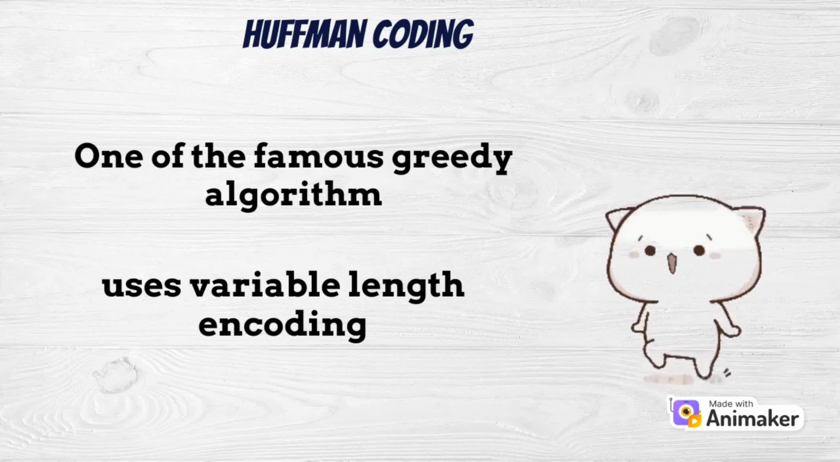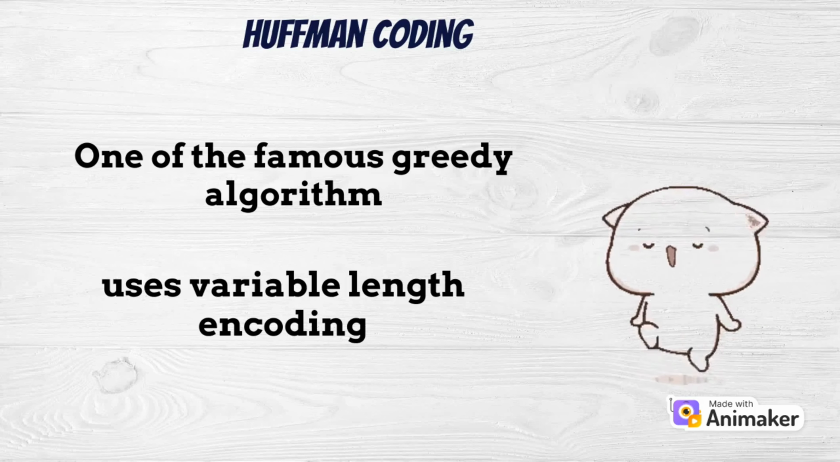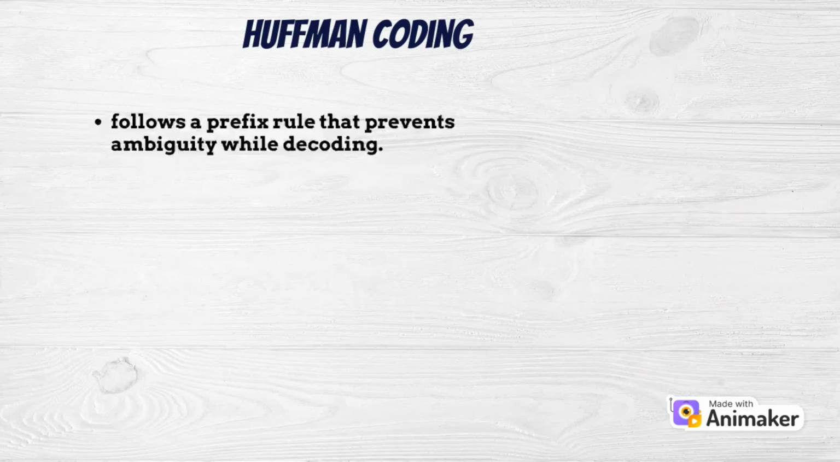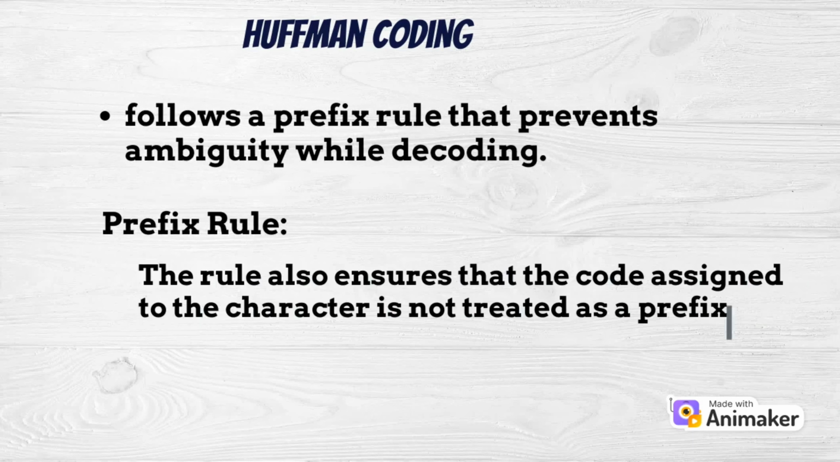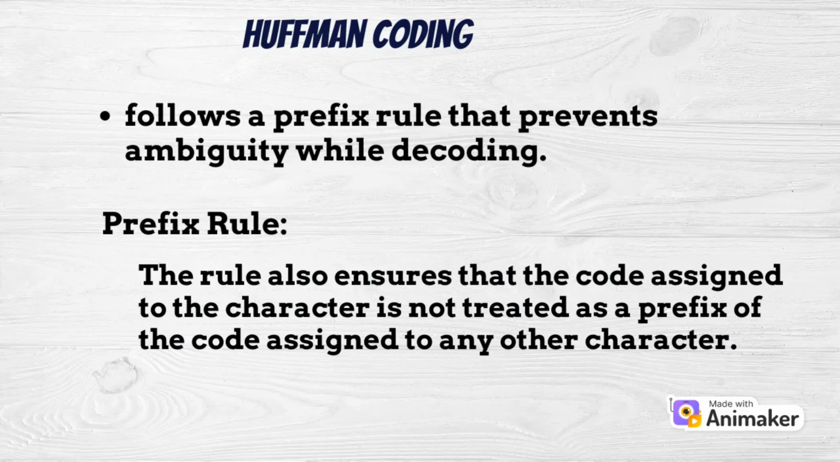It uses a variable length encoding, which means that it assigns a variable length code to all the characters in the given stream of data. It is a bottom up approach code. Huffman coding prevents any ambiguity in the decoding process using the concept of prefix code. That is, a code associated with a character should not be present in the prefix of any other code.